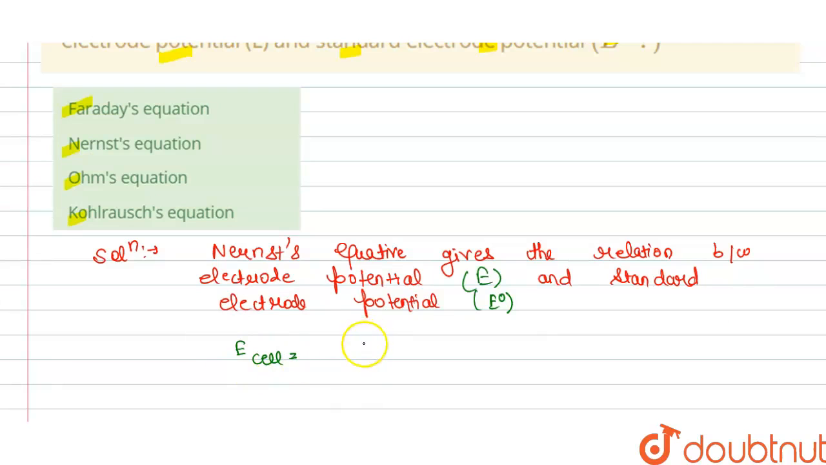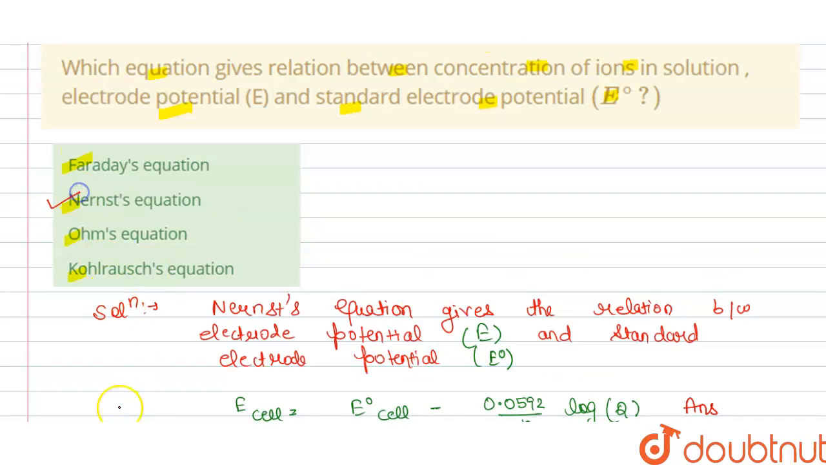So we have the relation: electrode potential is equal to standard potential minus 0.0592 divided by n, times log of Q, that is the reaction quotient, and n here is the number of electrons. So we have the Nernst equation. So this is our equation here. So this is the answer for the question. So from this we can say that our option B is correct.